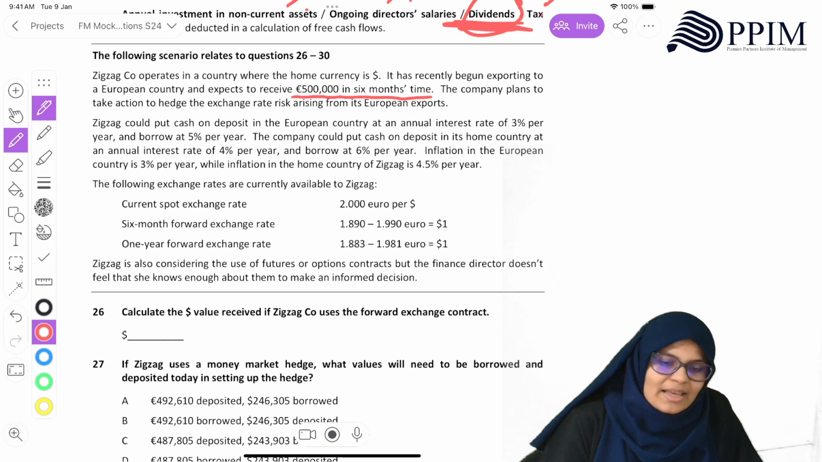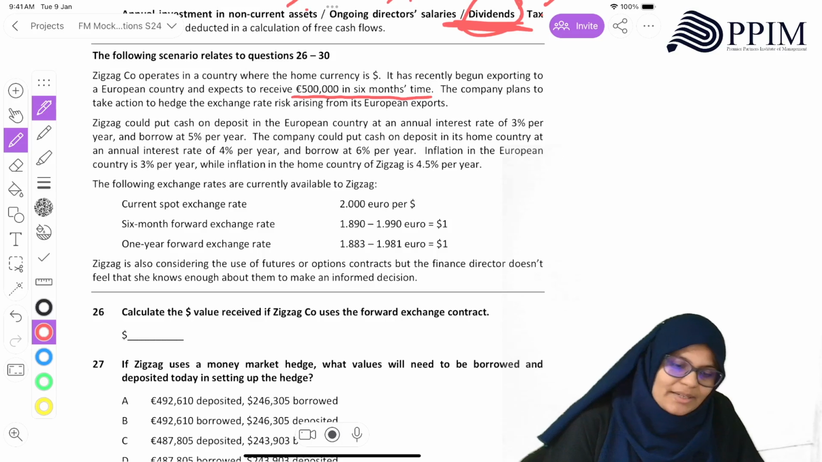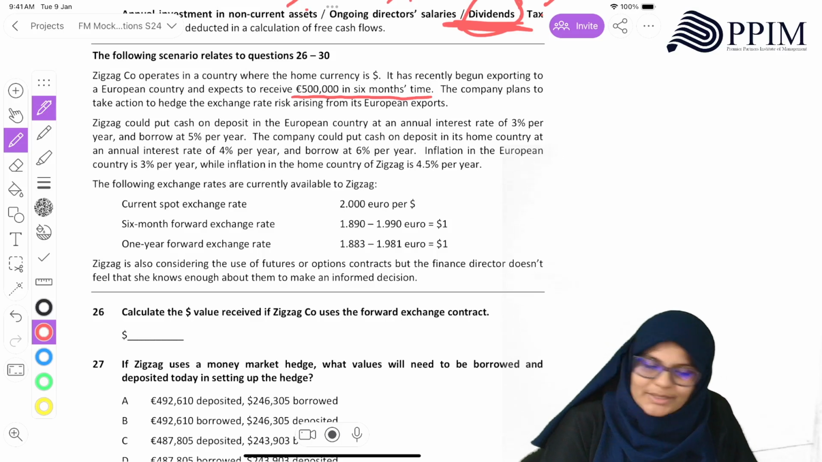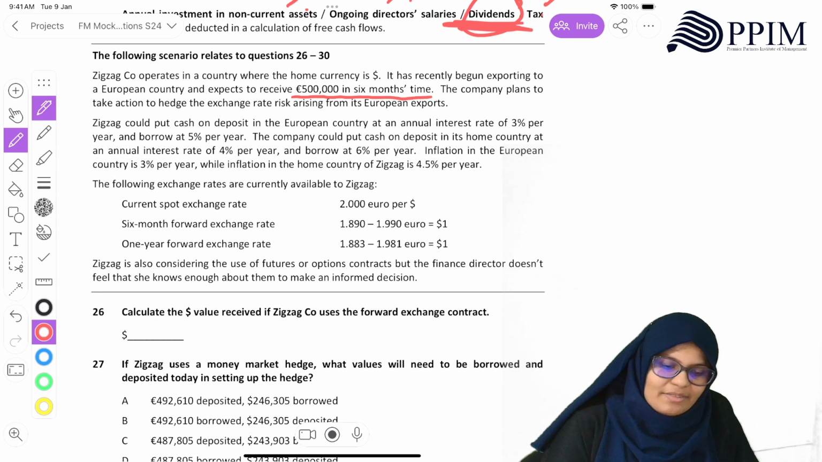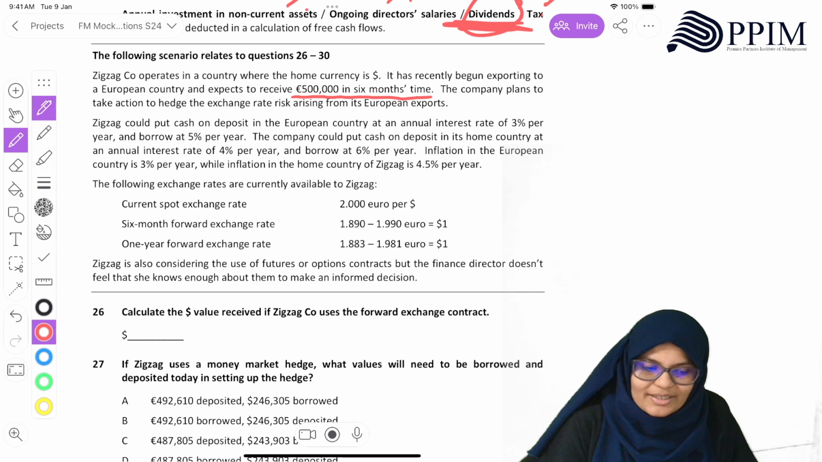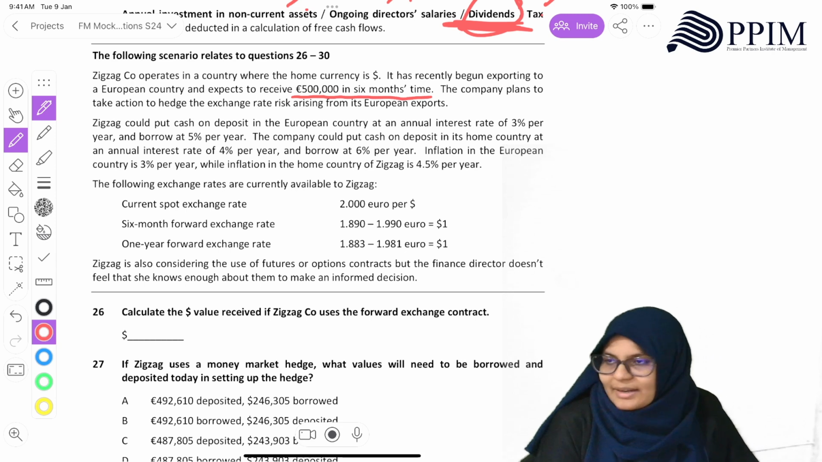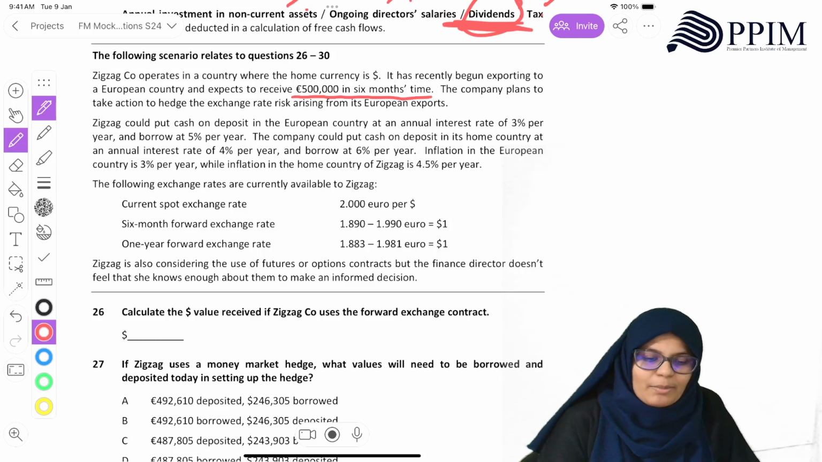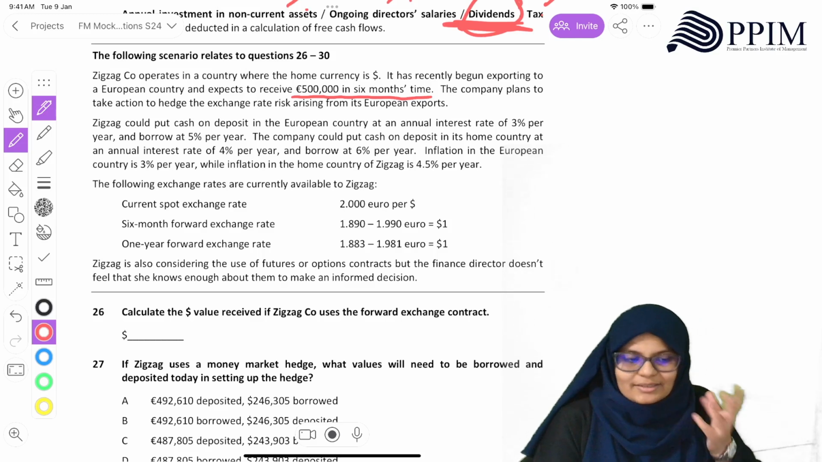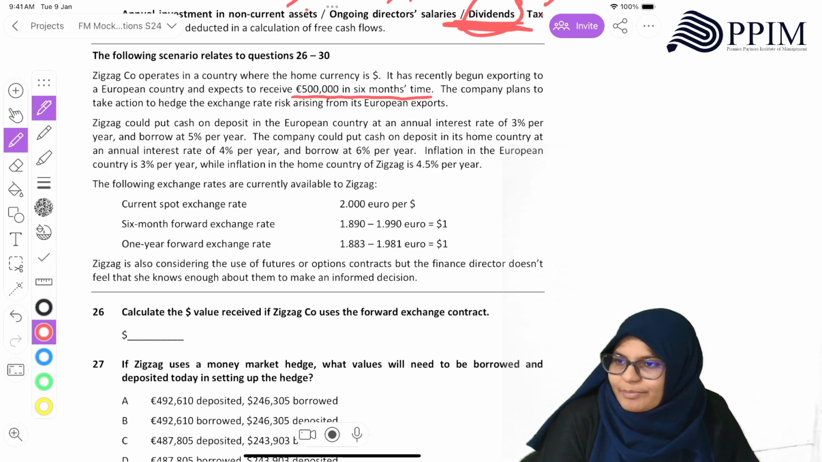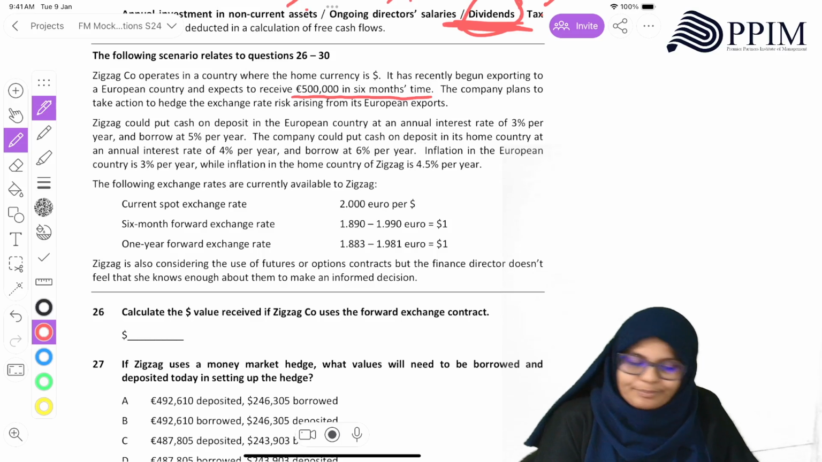Okay. Inflation in the European country is 3% while inflation in the home country is 4.5%. Okay. The following exchange rates are available to Zigzag. The current spot rate is 2 euros per dollar. The 6-month forward exchange rate is given and the 1-year forward exchange rate is also given. Zigzag is also considering the use of futures or option contracts, but the finance director doesn't feel that she knows enough about them to make an informed decision. Okay, so they have spoken about futures, options, forwards, and a money market hedge as well. So basically everything to do with foreign exchange here.